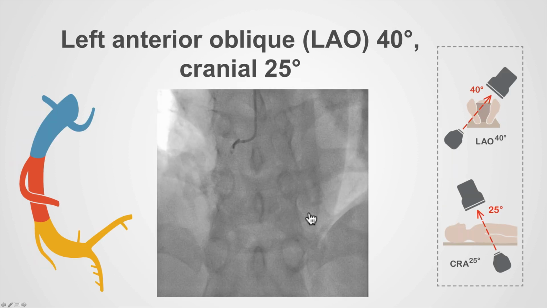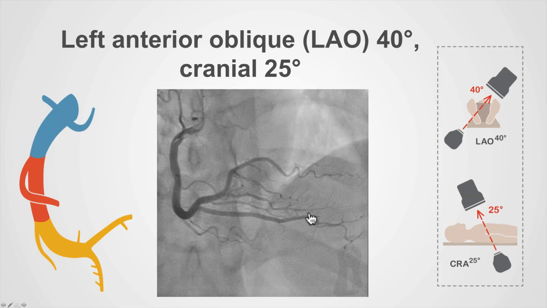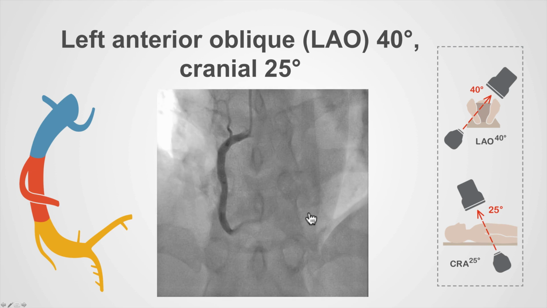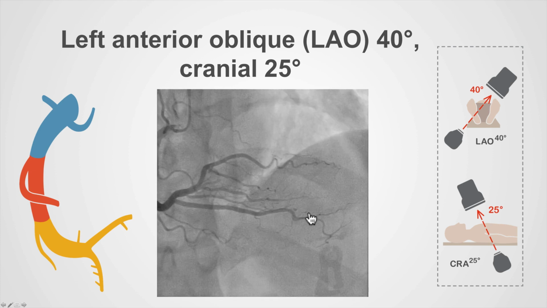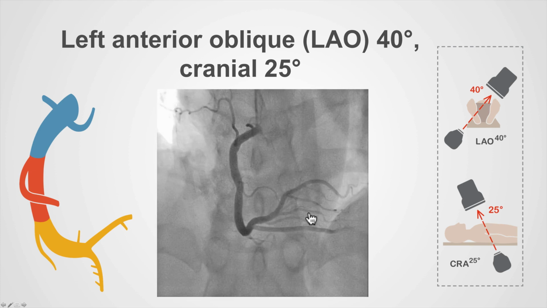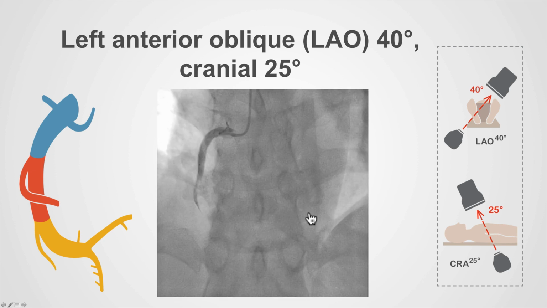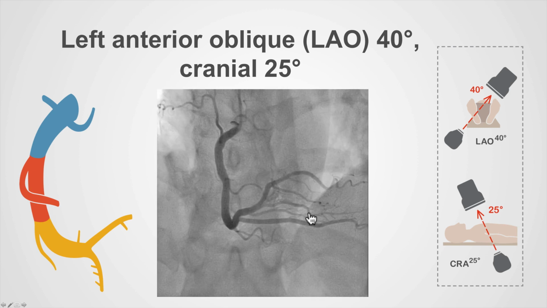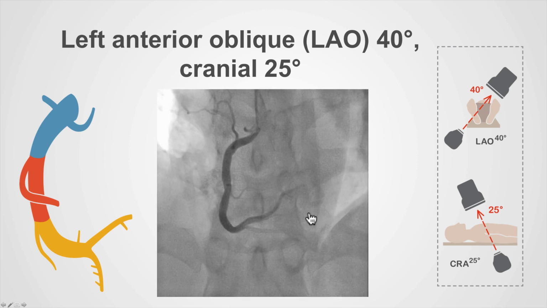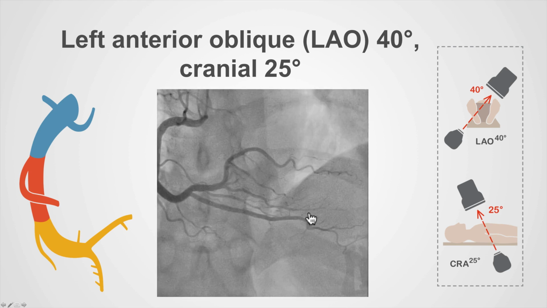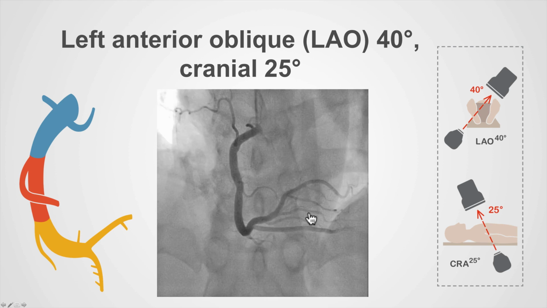Moving to the LAO 40 cranial 25 view, you can now appreciate that the distal bifurcation of the right coronary artery is much more obvious in this view and much more easily definable as to which branch of the distal right coronary artery is the posterior left ventricular branch and which branch is the PDA. This view is particularly helpful in assessing for disease involving the distal right coronary artery bifurcation or the ostium or origins of the posterior descending artery or posterior left ventricular branches.